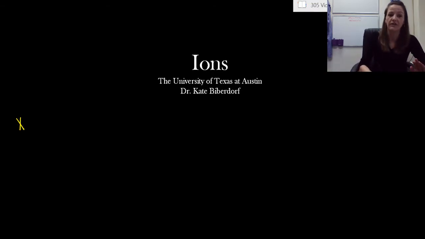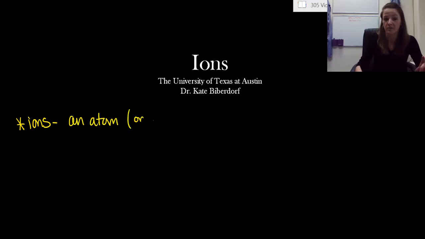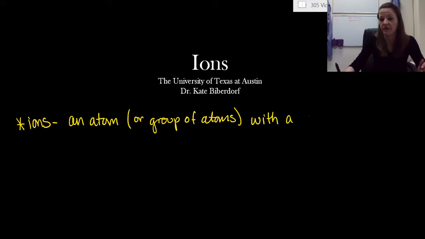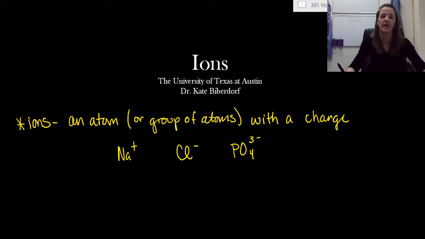So let's start with the very global term, ions. Ions are essentially an atom, but technically it could be a group of atoms, with a charge. So it's a very simple definition. Examples of ions are usually Na+, or you could have Cl-, or a very common one is the phosphate ion, PO4, which overall as a molecule has a -3 charge. And so we would refer to this as an ion because they all have a charge.